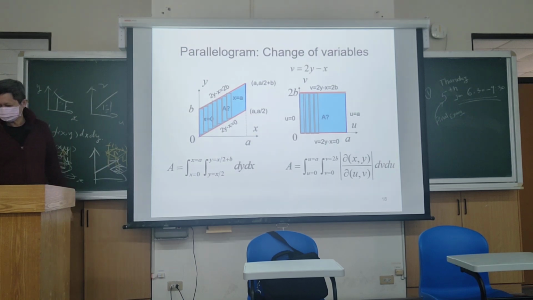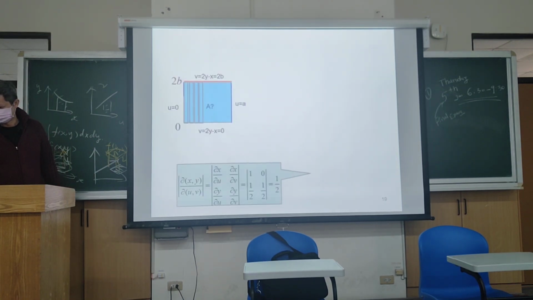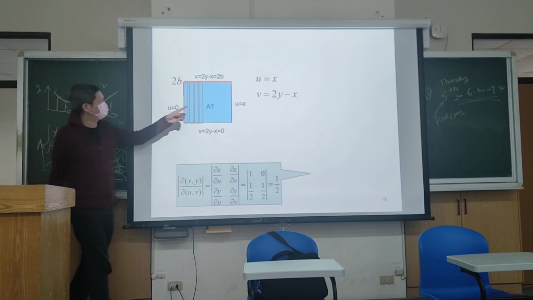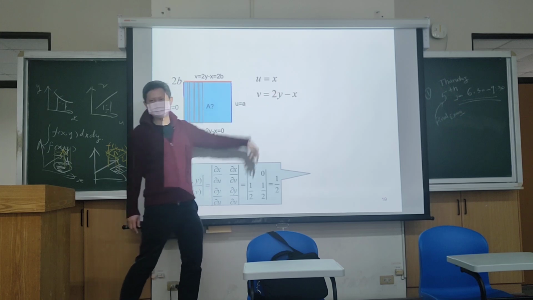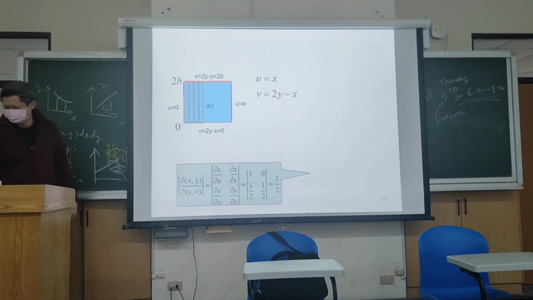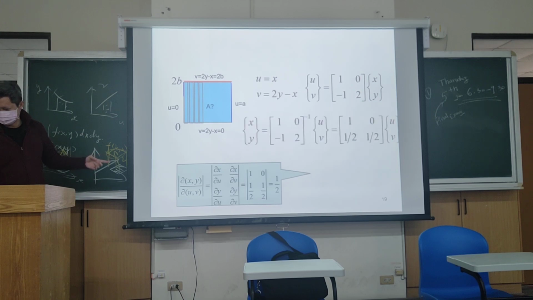Okay? Provided that after you change the variable, you pre-multiply with the Jacobian. So this is the change of variable: u is equal to x, v is equal to 2y minus x. Okay? So what is the Jacobian there?